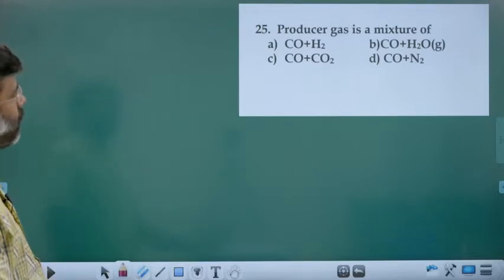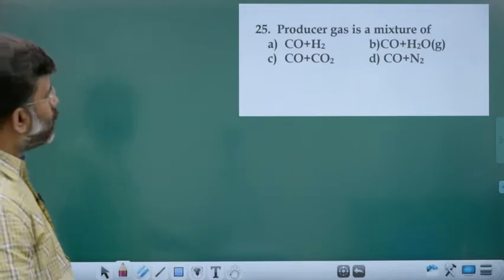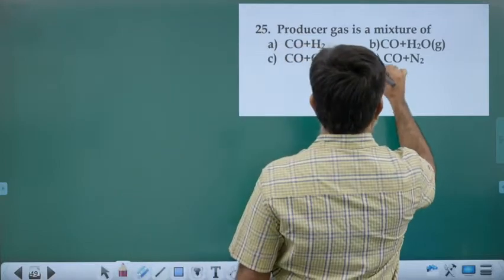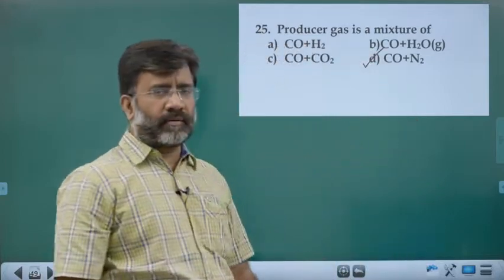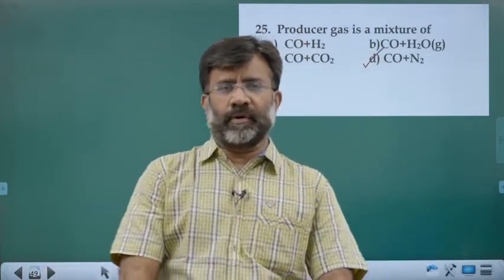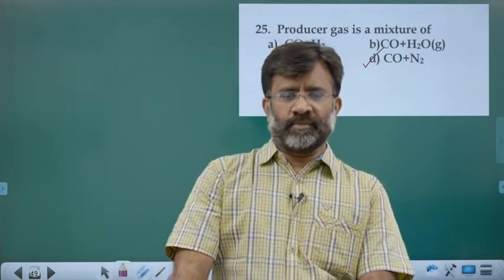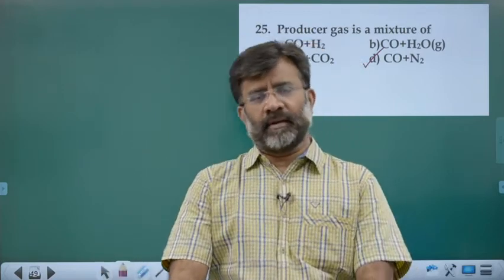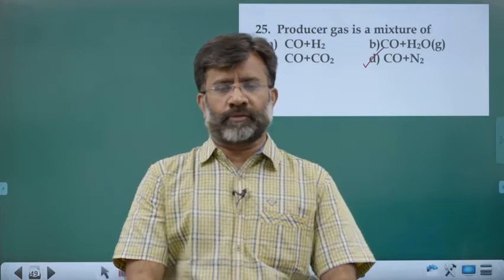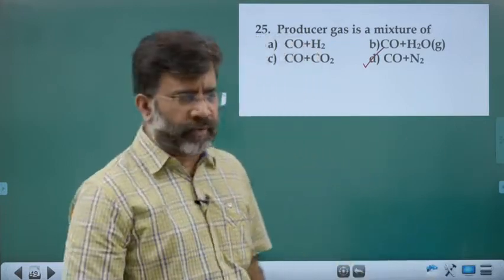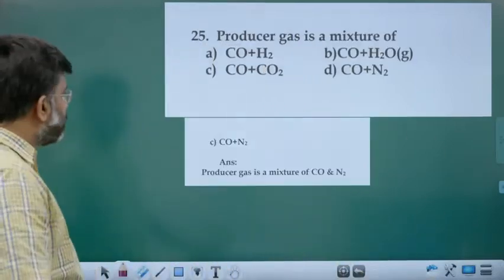Producer gas, carbon monoxide and nitrogen. Carbon monoxide and nitrogen is called producer gas. Water gas, producer gas, etc. are important industrial fuels for various industrial processes. Next.